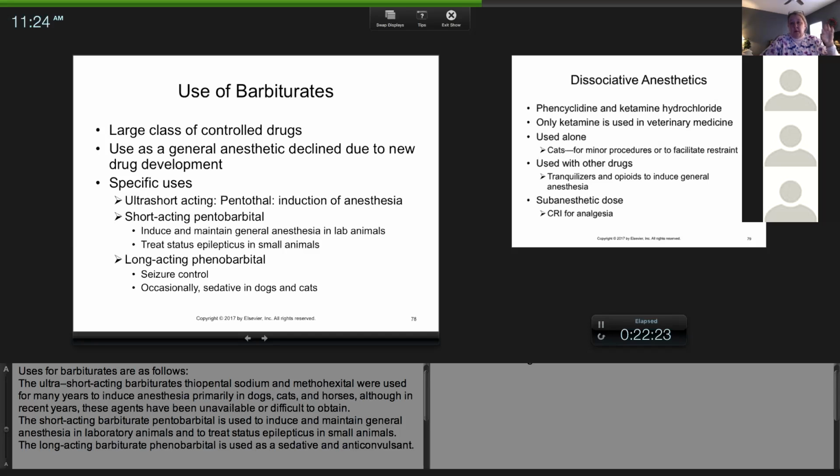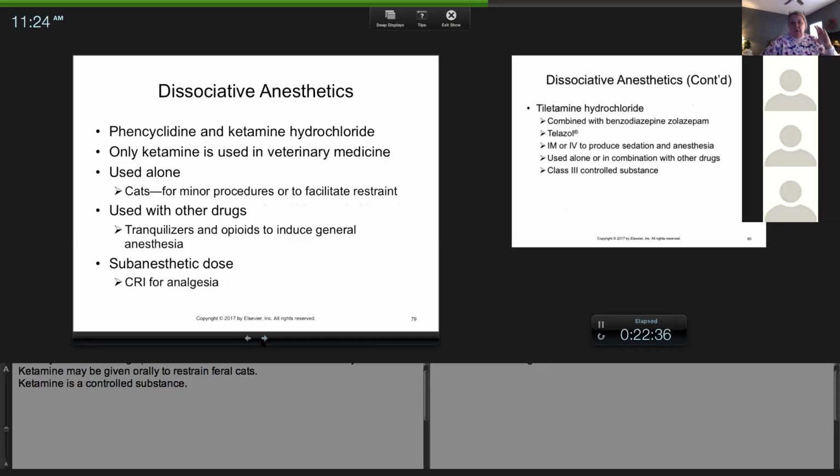And again, this isn't commercially available anymore. The only reason I talk about thiopental is for the board exam, because more than likely they will ask you, because this was used like forever. Next is a big category, the dissociatives, of which the only ones I talked about were ketamine and Telazol.